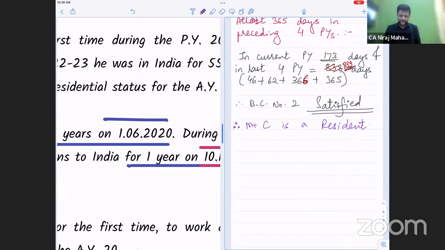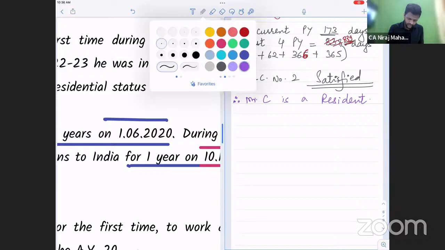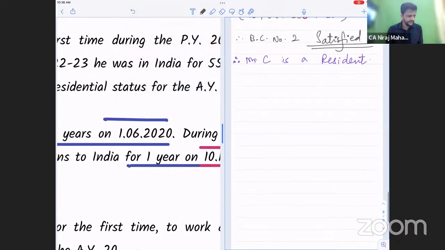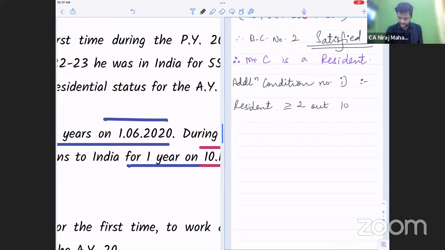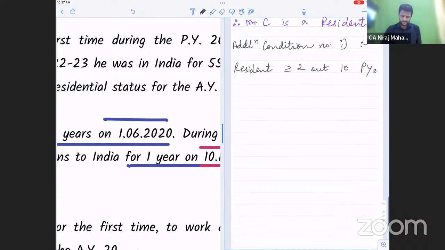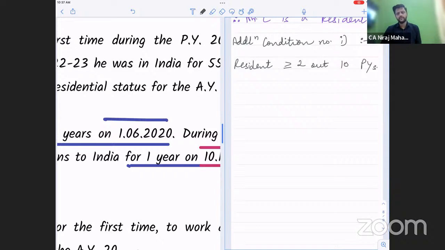Now this is the first question where we are going into additional conditions also. Ready? So additional condition number 1: what does it say? Resident in at least 2 out of 10 preceding years. Resident at least 2 out of last 10. I'm writing here last 10 previous years.